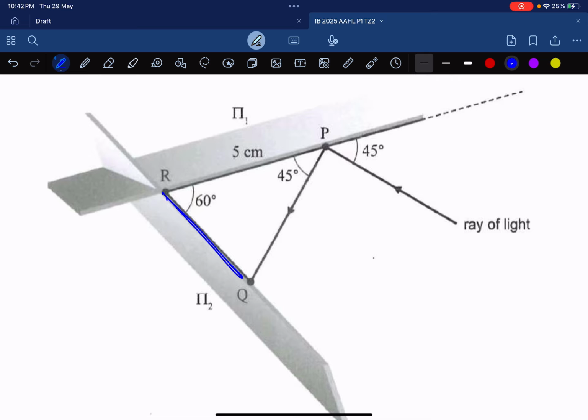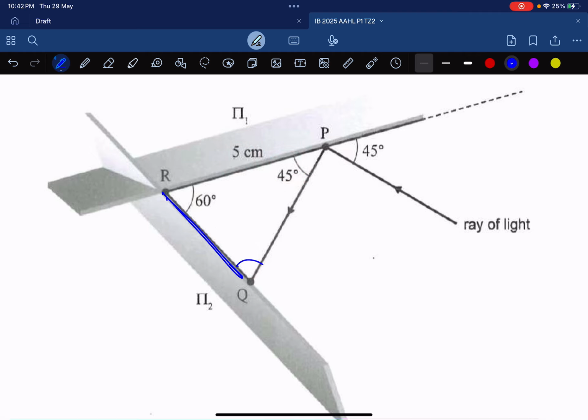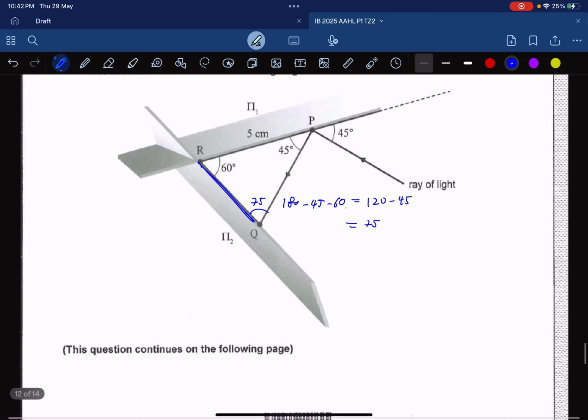QR, this one. So we look at the triangle here. We got 2 lengths and 2 angles. It's a sine rule for sure, this matches with this, and this should match with that. So let's try to find this angle first. So 180 minus 45 minus 60. So what's that? 120 minus 45. Oh, perfectly, it's 75. So we got that already, right? So use sine rule here.